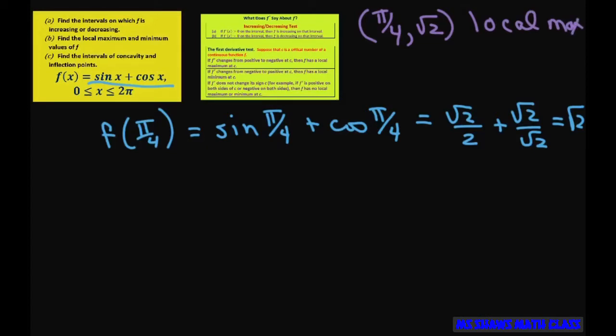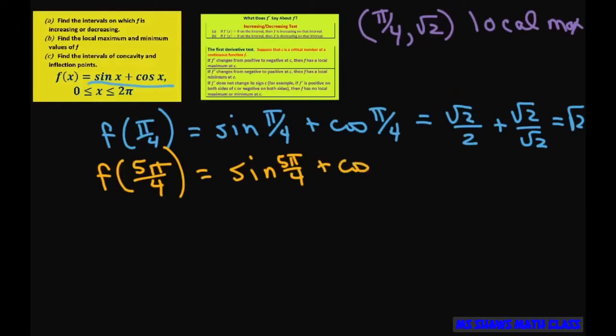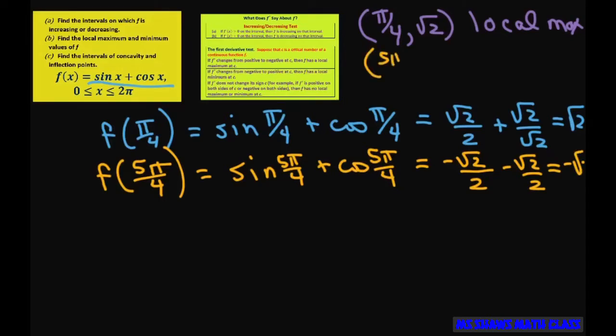And then let's evaluate f of 5 pi divided by 4. So it's going to be sine of 5 pi divided by 4 plus cosine of 5 pi divided by 4. They're both negative in quadrant 3, so there's negative square root of 2 over 2 minus square root of 2 divided by 2, which equals negative square root of 2. So at 5 pi divided by 4, we get negative square root of 2. That's going to be your local minimum.